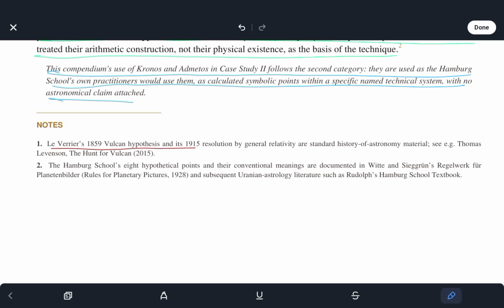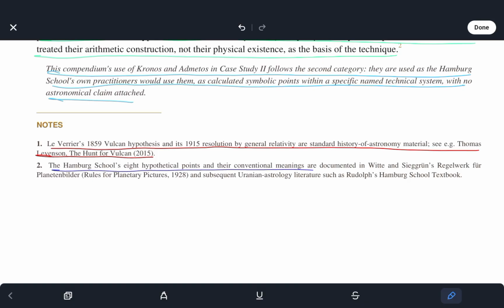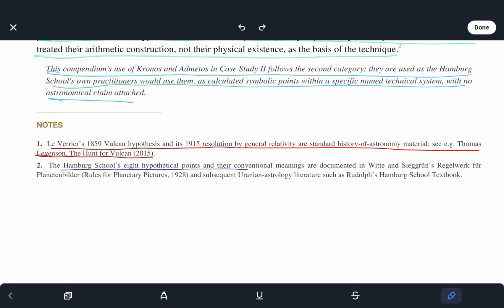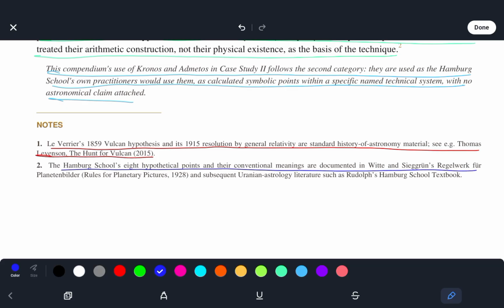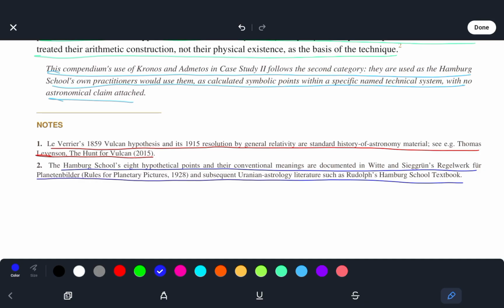Le Verrier's 1859 Vulcan hypothesis and its 1915 resolution by general relativity are standard history of astronomy material. The hunt for Vulcan, the Hamburg School's eight hypothetical points and their conventional meanings are documented in Witte and Sieggrün's Regelwerk für Planetenbilder, Rules for Planetary Pictures, and subsequent Uranian astrology literature such as Rudolph's Hamburg School textbook.